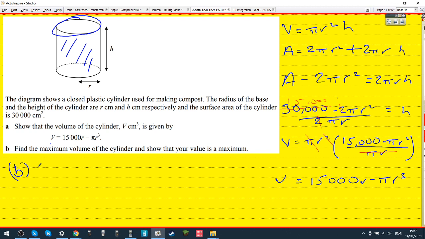So to differentiate, V in terms of r, sorry. Yeah, differentiate dV by dr. You'd get 15,000 r minus 3r squared. What happens to 15,000 r?